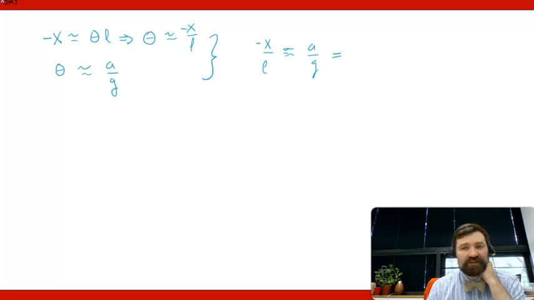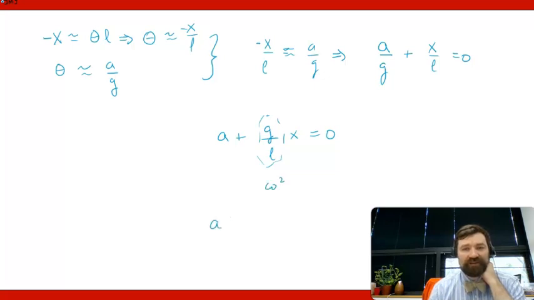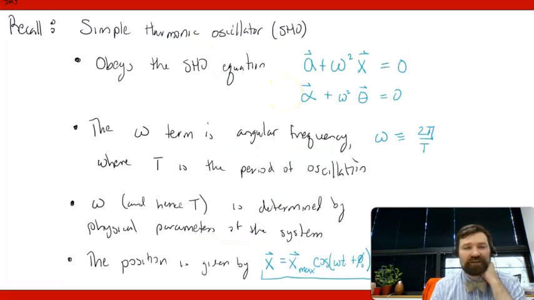What that does is that I can now add everything to one side, and I now have a over g plus x over L is equal to 0. If I multiply everything by g, then I have a plus g over L times x is equal to 0. And if this term right here is defined as omega squared, then I have a plus omega squared x is equal to 0. But that's just my same equation that I started with up here for the simple harmonic oscillator.